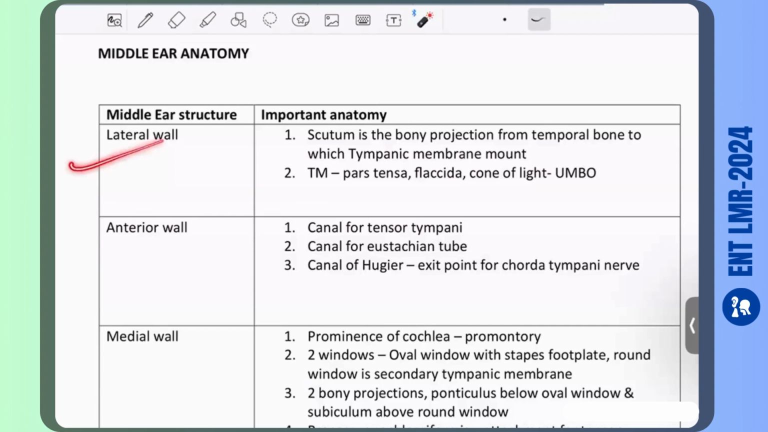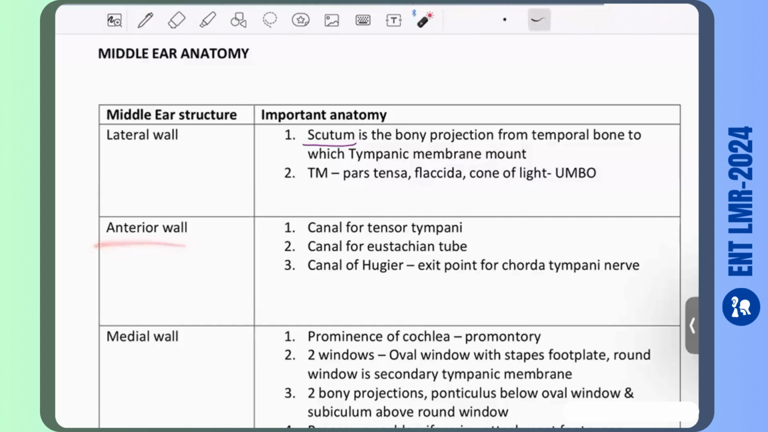So lateral wall is very easy. Scutum is the bony projection from the superior aspect of the temporal bone to which the tympanic membrane is mounted. So scutum they may ask. Tympanic membrane has 2 parts, pars tensa and pars flaccida. The cone of light is formed by umbo. The 5 o'clock question and the 7 o'clock question in respective years: the cone of light is due to some small elevation from the surface. It is called umbo. Okay, fine.